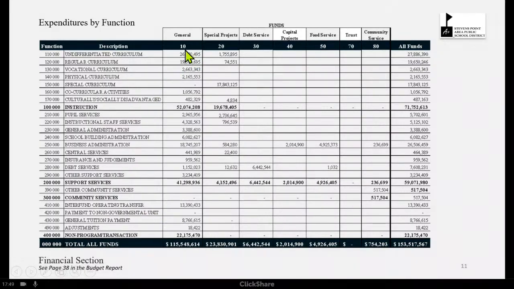And then we have our funds going across the top, our totals for each column and each fund on the bottom. And then our grand total is 153,517,567. And in case you haven't noticed this, this is page 38 in your budget report book. All right.